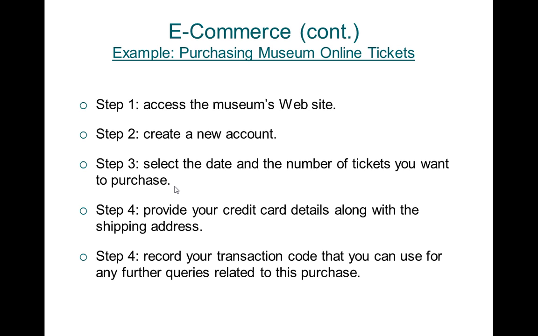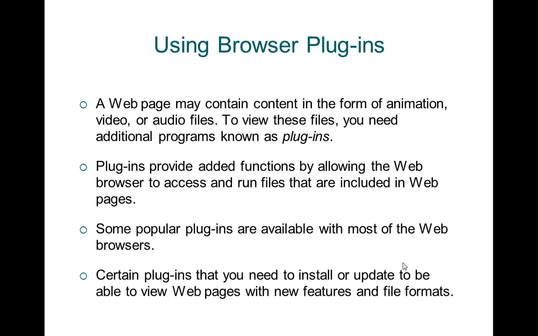Step 4 is provide your credit card details along with the shipping address. Means how to provide the credit card details along with the shipping address. Then step 5, this is wrongly written as step 4, then step 5 is record your transaction code that you can use for any further queries related to this purchase. Means you can record your transaction as per your requirement and you can make further queries about the transaction related to the purchase.